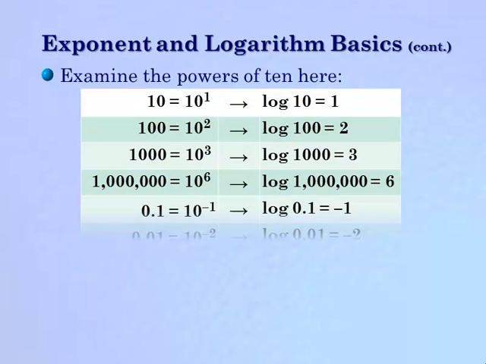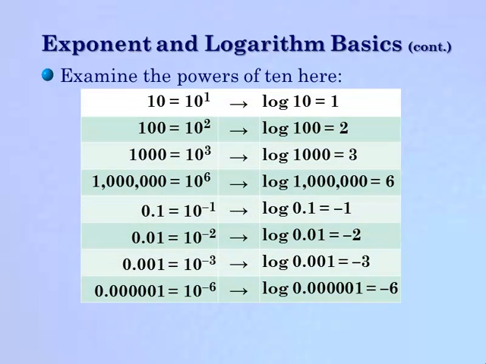Let's look at the powers of 10 and their logs here. Let's see if you can see the pattern. 10 is equal to 10 to the 1 power. If we take the log of 10, the answer is 1. 100 is equal to 10 to the 2 power, right? So if we take the log of 100, it equals 2. 1,000 is equal to 10 to the 3 power, and the log of 1,000 is equal to 3. Are you beginning to see the pattern here? 1,000,000 is equal to 10 to the 6, and if we take the log of 1,000,000, sure enough, we get 6.